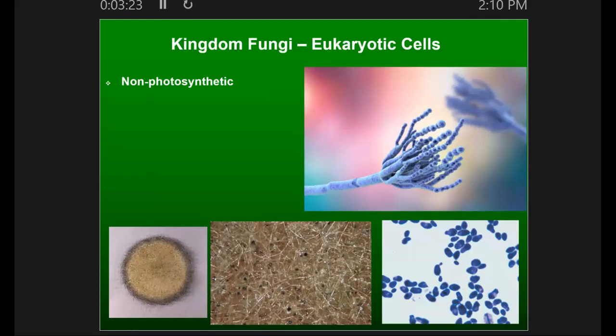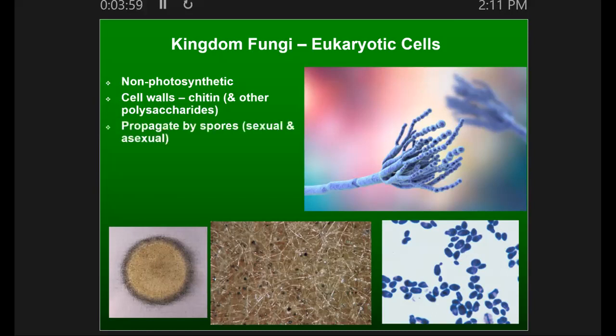All right, so they're non-photosynthetic. They cannot do photosynthesis like plants can do. All of their cell walls, no matter what their form, have what is called chitin. And if you know a little bit about insects, insects have chitin in their exoskeleton. So it's kind of interesting that fungi have chitin and insects have chitin as part of their ways to have some nice structural support. Okay. And then what else can we say about them?